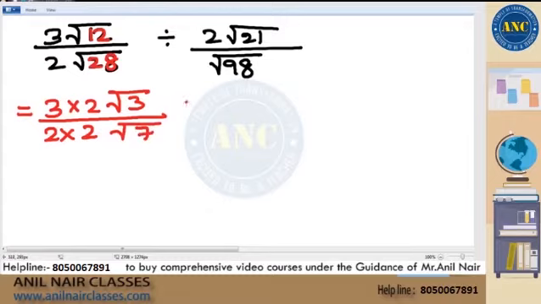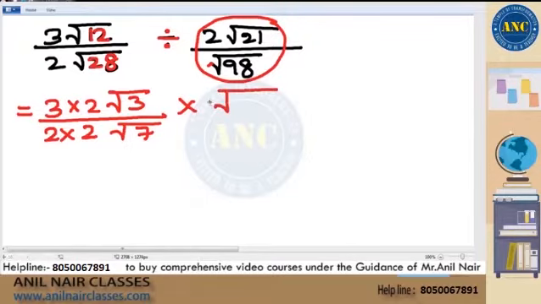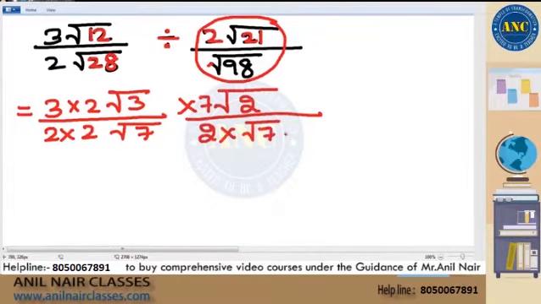If I convert this division to multiplication, this term will become reversed. That means the numerator will have root 98. 98 is 49 into 2. What is the square root of 49? It is 7. Take that 7 outside. You will be left with 2 inside the square root. Divided by, keep this 2 as it is. Square root of 21: 21 is 7 into 3. So square root of 7 into 3 is root 7 into root 3, right?